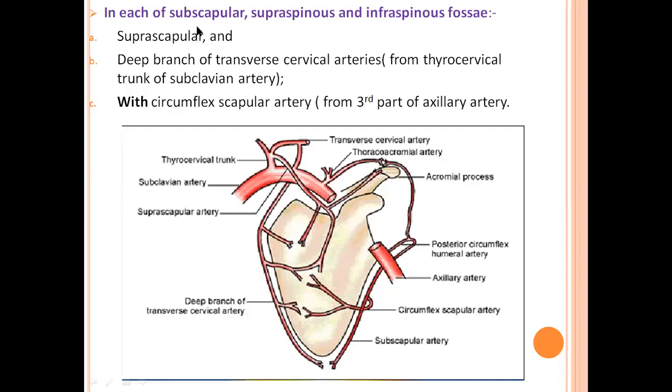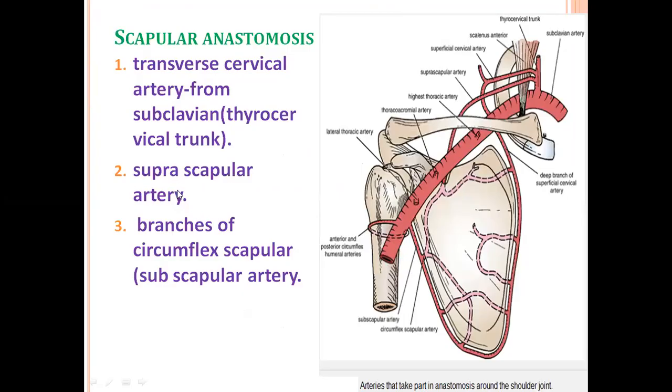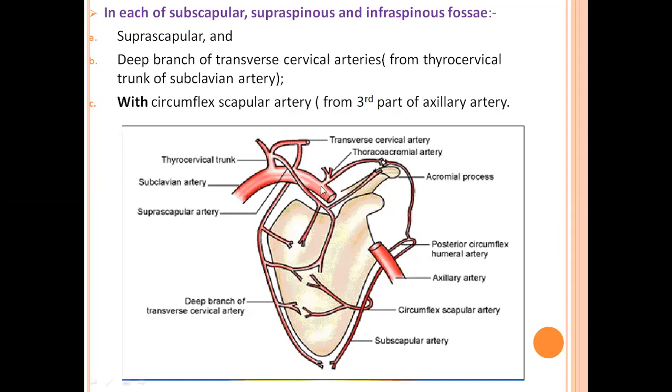So we will see the subscapular, supraspinous and infraspinous fossae. The branches of arteries you can see here: this is the subclavian artery, this is the thyrocervical trunk, and this is the suprascapular artery, which takes part in the formation of the scapular anastomosis. Then we have the circumflex scapular artery, which comes from the third part of the axillary artery.